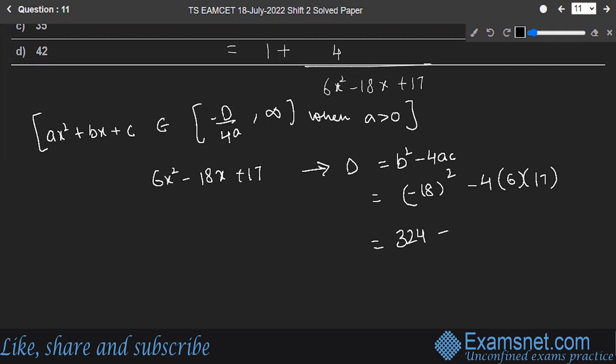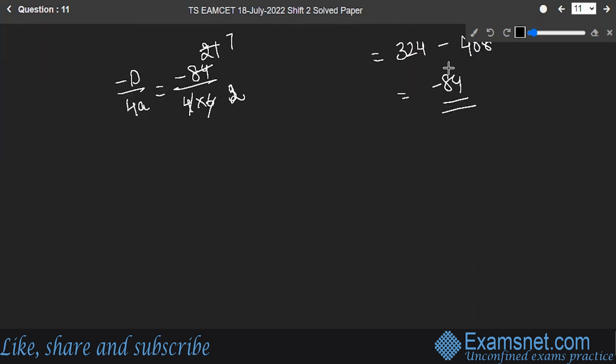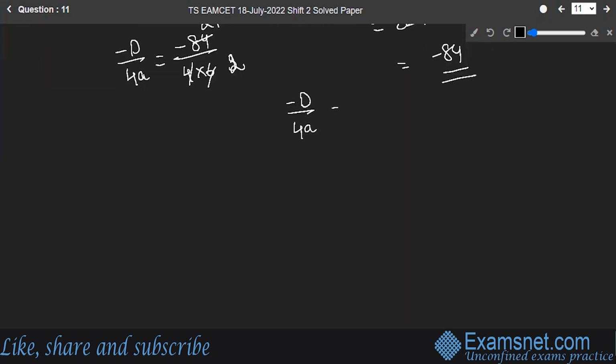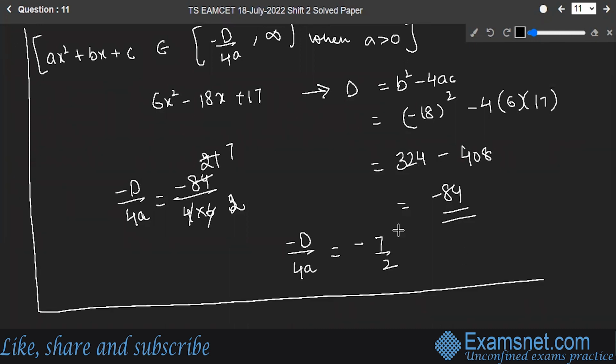324 minus 4 into 6 into 17, which is 408. So subtracting will give you minus 84. So minus D upon 4a is equal to minus 84 upon 4 into 6. So this will be 21 and 7 and 2. So that means minus D upon 4a is equal to minus 7 by 2. So this was just a side calculation, put it into frame.